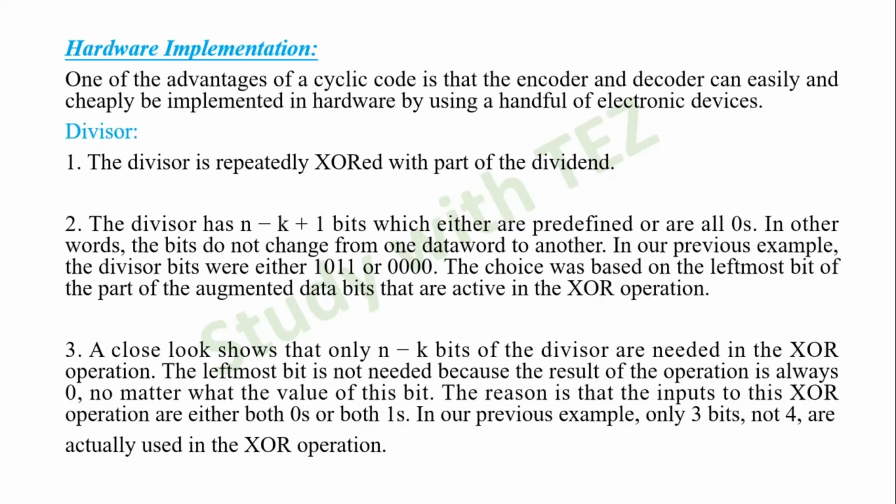One of the advantages of the cyclic code is that the encoder and the decoder can be implemented easily and in a very cost effective manner in hardware, with a few electronic devices like XOR gates and registers. If you see here, the divisor is repeatedly XORed with part of the dividend.